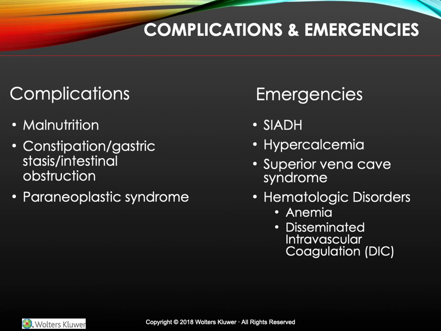We also have paraneoplastic syndrome. And with the paraneoplastic syndrome, that is the result of the T cells in the body beginning to attack normal cells rather than the cancerous ones. And this leads to neuro changes such as difficulty with movement, sensation, and even mental status changes.